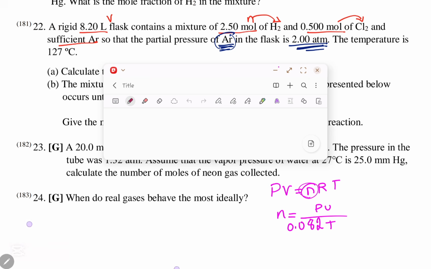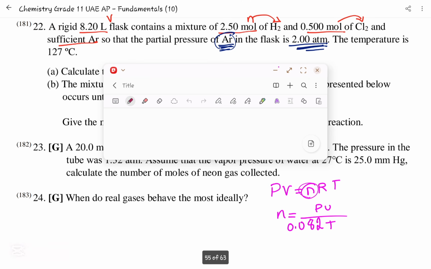Anyways, the volume in a flask is the same volume for all gases. This is something you should remember. The gases, in a flask, they take the entire volume. So the volume of the flask is the volume of every single gas. So 8.2 is the volume of H2, Cl2, and argon. So the volume of argon is how much? It's 8.20 liters. Now the temperature is the same as well for all the gases, which is 127.